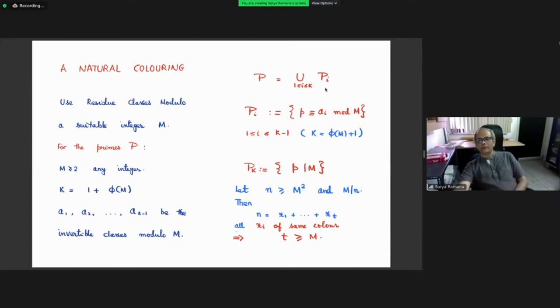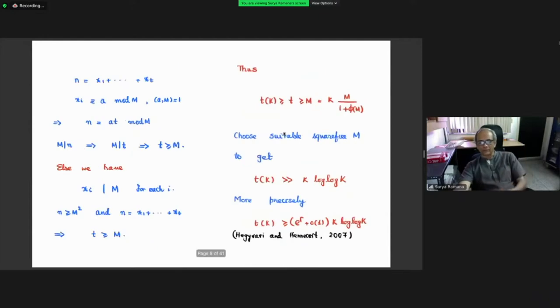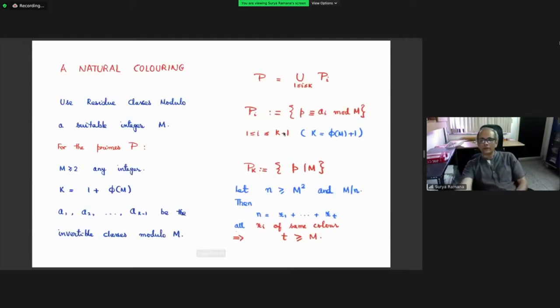Now you can partition the primes in the following manner. You put all the primes which lie in a particular invertible residue class modulo m in one of the sets. So you have k minus 1 such subsets of the primes. The last one, you take the primes that divide the modulus itself. So we have k subsets of the primes, and this is a disjoint partition of the primes. So this is a coloring of the primes.